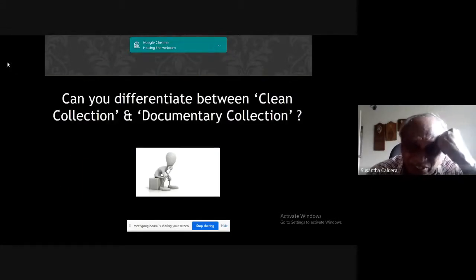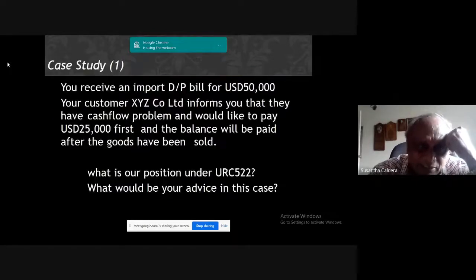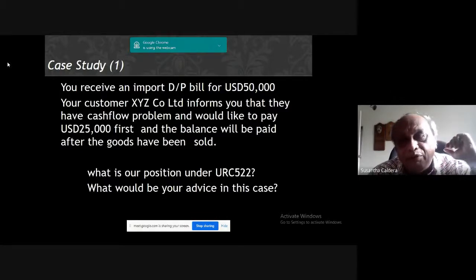Okay, from now onwards you have to do. Can you differentiate between clean collection and documented collection? Right. Then case study 1. You receive an import DP bill for $50,000. Your customer XYZ Company Limited informs you that they have a cash flow problem and would like to pay $25,000 first, and the balance will be paid after the goods have been sold. What is your position under URC 522? What would be your advice in this case?